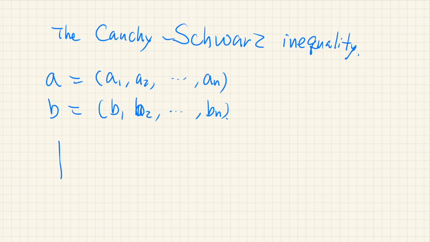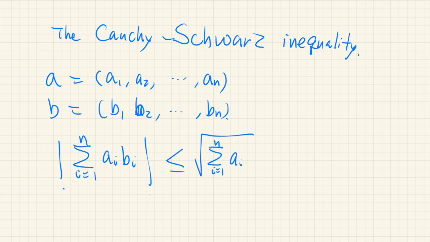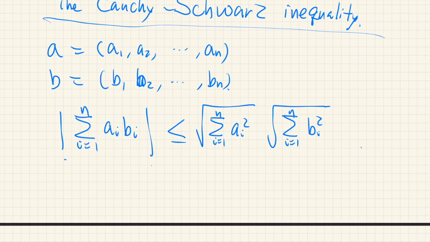If we take the sum from 1 to n of ai bi, in absolute value, this quantity is less than or equal to the square root of the sum of ai squared times the square root of the sum of bi squared. This inequality is called the Cauchy-Schwarz inequality. Basically, if you know some linear algebra, the left side is the dot product between these 2 vectors, and these are the lengths, or the distances from the origin, of these 2 points.